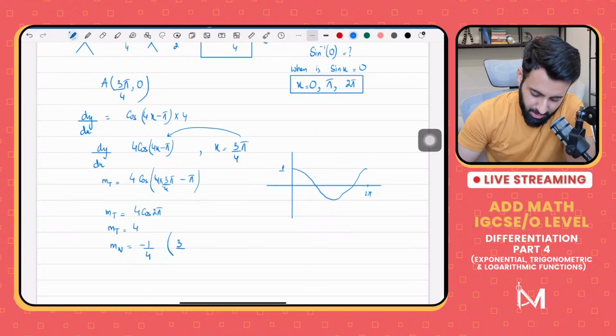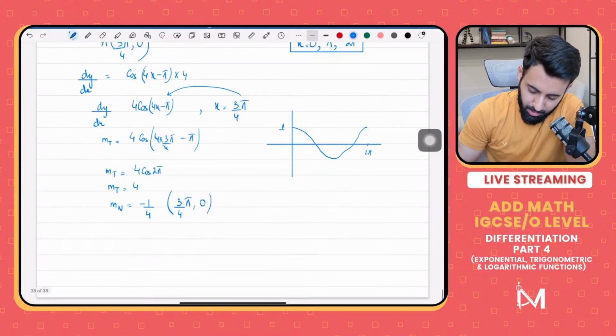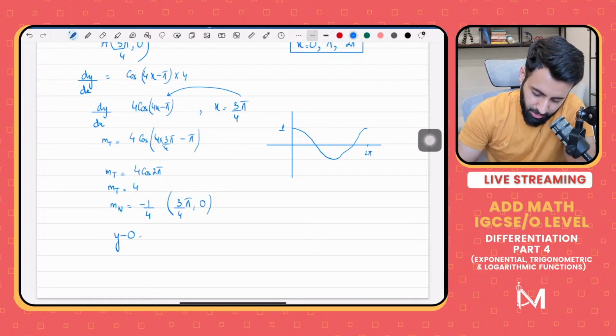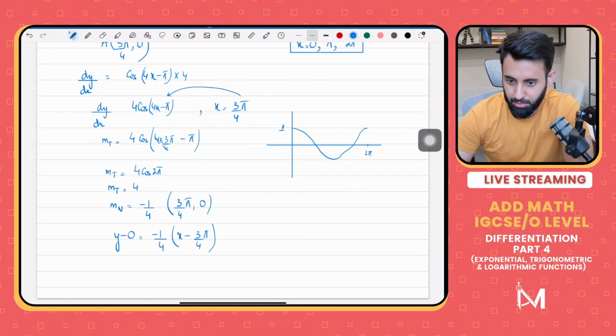The point is the same as A, because the normal is being formed at A. Now let's put this together. y minus 0 is equal to minus 1 upon 4 into x minus 3 upon 4 pi. This is the equation of the normal.